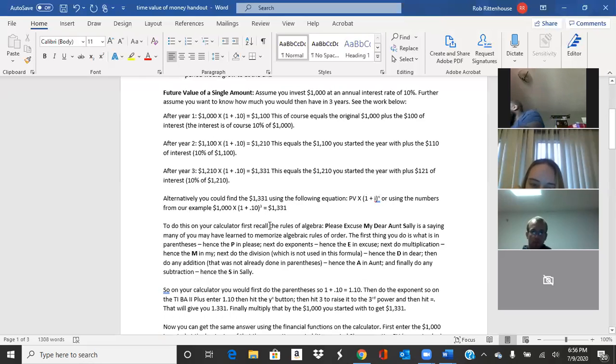Now, to do this on your calculator, first recall the rules of algebra. Please excuse my dear Aunt Sally. I never heard that before, and a student told me that one when I was trying to explain the algebraic order in which you do functions in a formula. I said, what are you talking about?